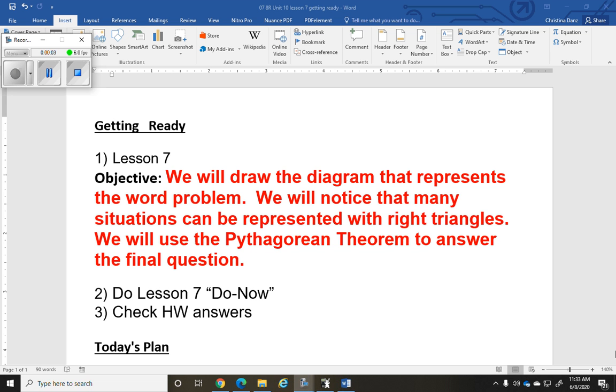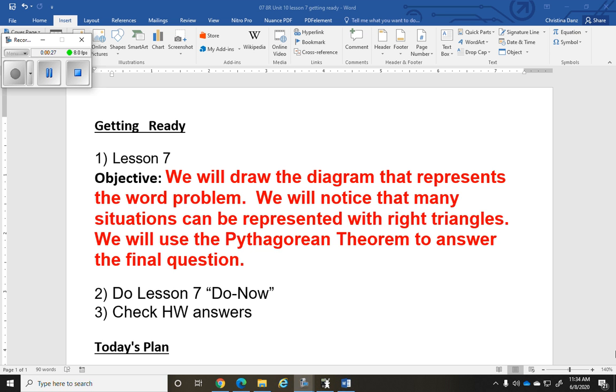So we're on lesson 7, and today we'll be dealing with word problems. You'll notice that some word problems can be solved by using the Pythagorean theorem. So today we will be drawing a diagram that represents a situation, and we'll see that it creates a right triangle. Therefore, we can use the Pythagorean theorem to answer the final question.